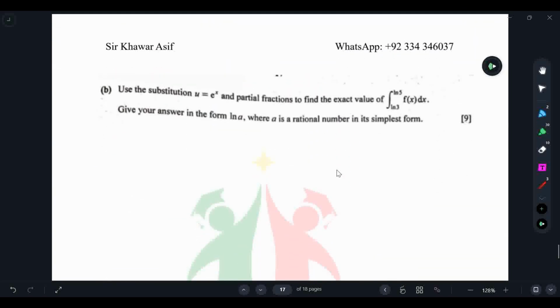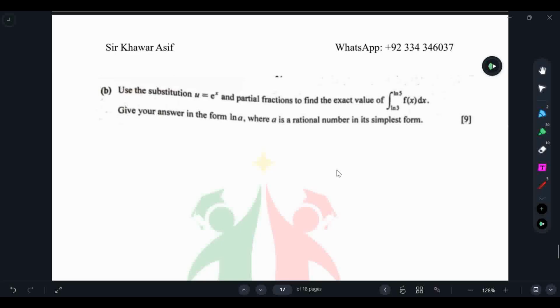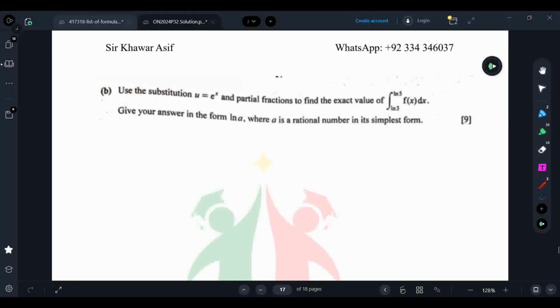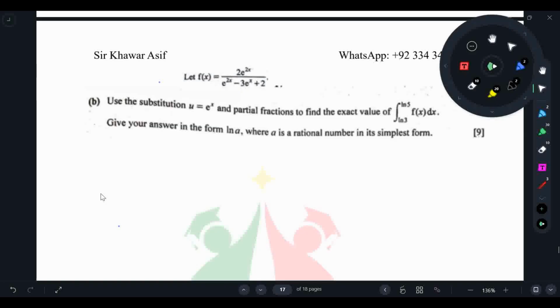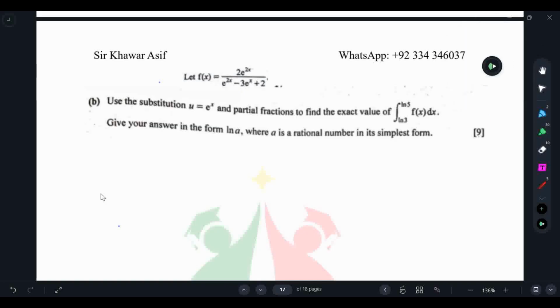Use the substitution u is equal to e power x. Differentiate this thing. Give your answer in the form natural log of a. The question is of 9 marks. Now u is equal to e power x. First of all, we can substitute it in the main equation.